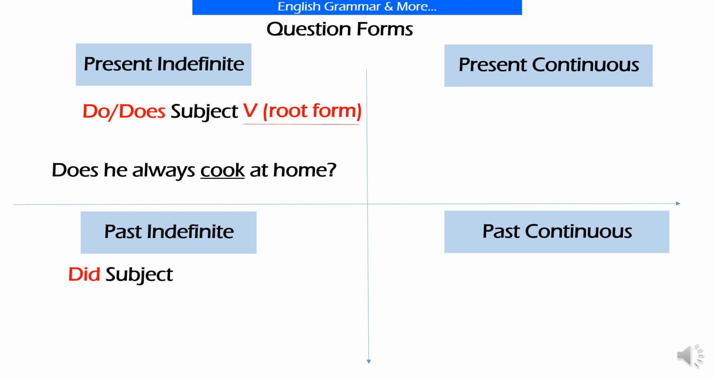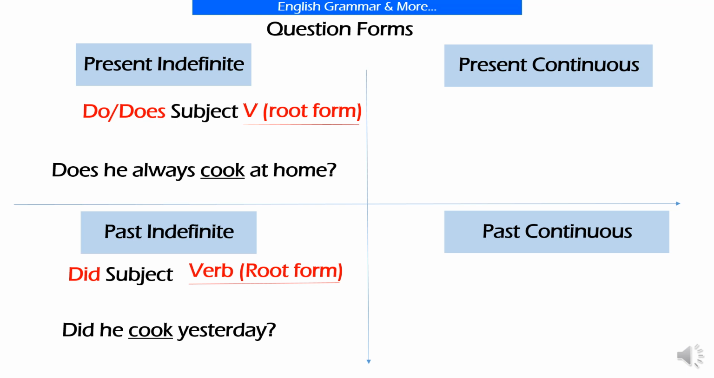For the past indefinite tense, we use the auxiliary verb did right before the subject. Once again, whilst using the main verb in the sentence in its root form only. For example, did he cook yesterday?